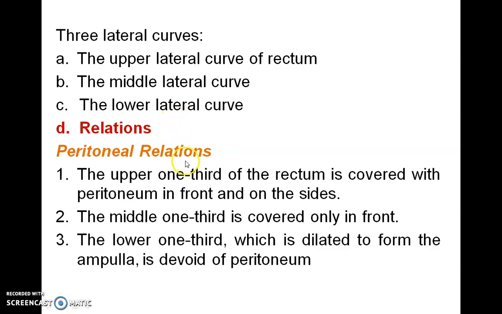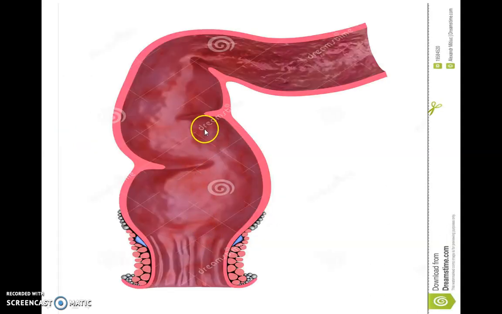Now we will see the relations of the rectum. First we will see the peritoneal relations, how the upper one-third, middle one-third and lower one-third of the rectum have relations with the peritoneum. Again we will see here in this figure the curvatures: upper lateral curvature, middle curvature and lower lateral curvature. You can see here that against the curvature, in the interior, the walls are placed opposite to the curvature.